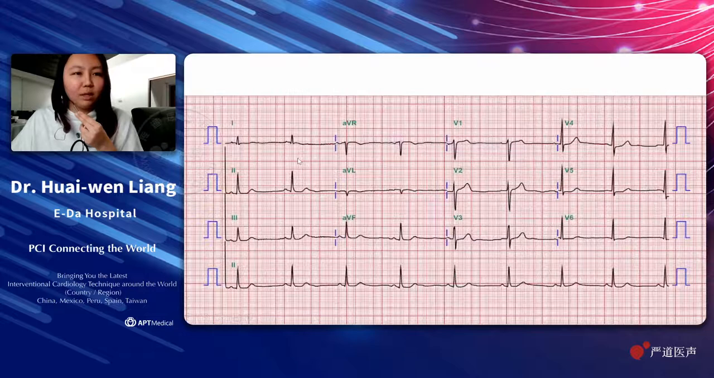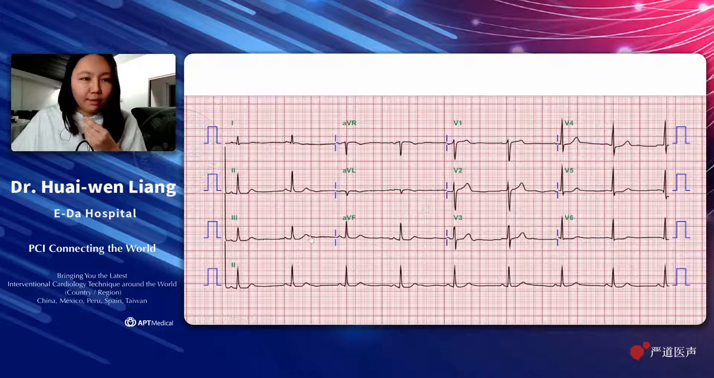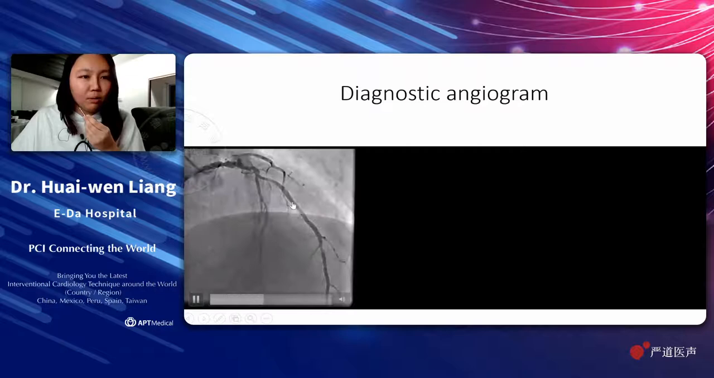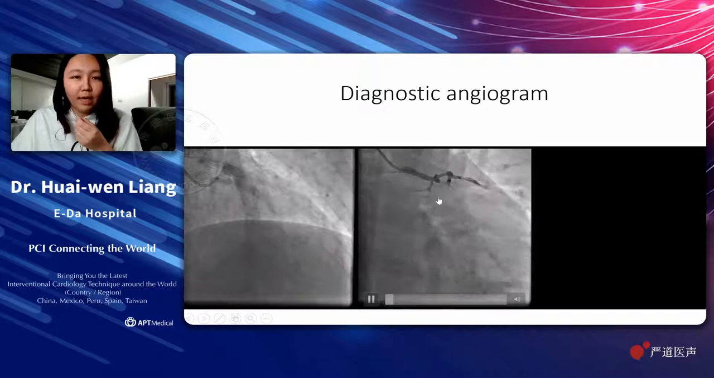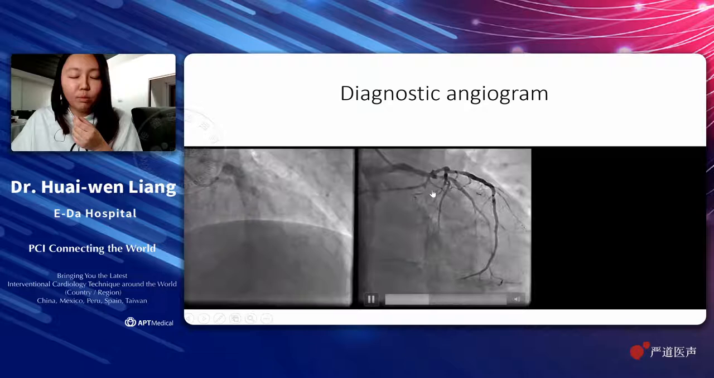So we see his diagnostic angiogram. From this view, we could see a suspected left main shaft lesion and a proximal to mid LAD lesion. From this caudal view, we could see the big diagonal one has a hazy lesion, suspected to be thrombotic. And obviously the circumflex has an ostial lesion followed by a proximal total occlusion, seen with intracoronary collateral.